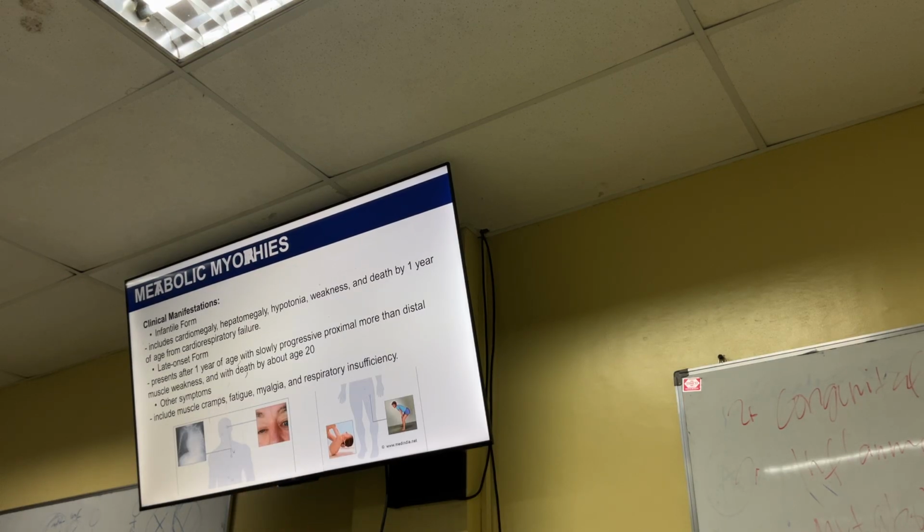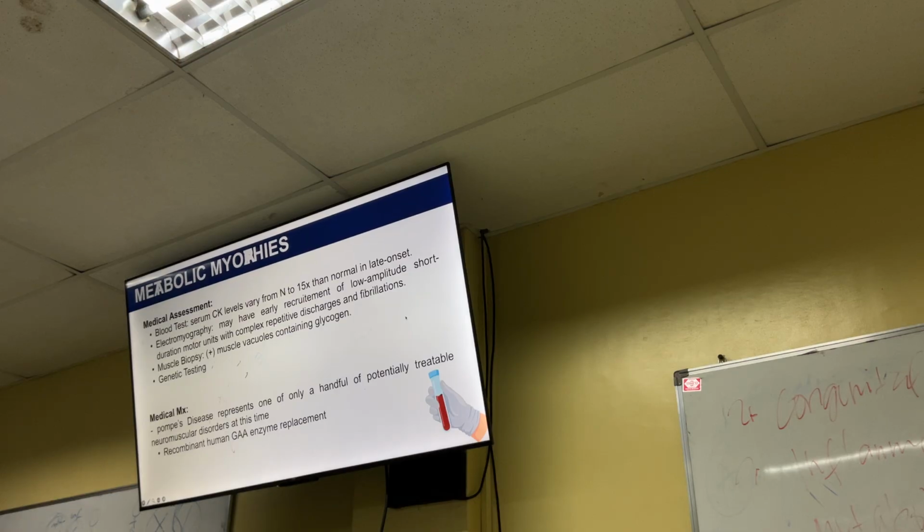Okay, your clinical manifestation, we have types: infantile in form, late onset, and other symptoms. This includes cardiomegaly, hepatomegaly, hypotonia, and later onset is usually associated with slowly progressive proximal weakness rather than distal.